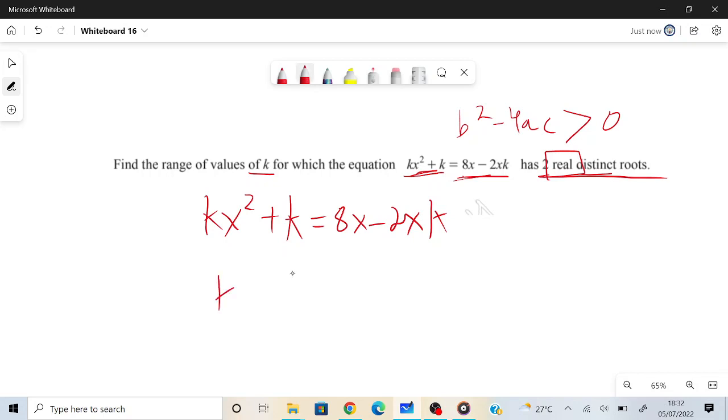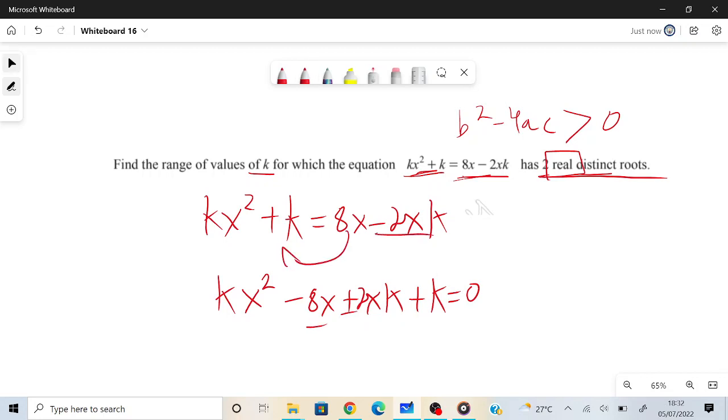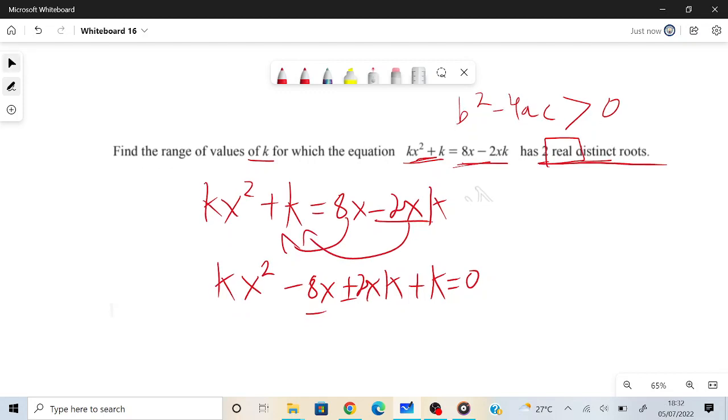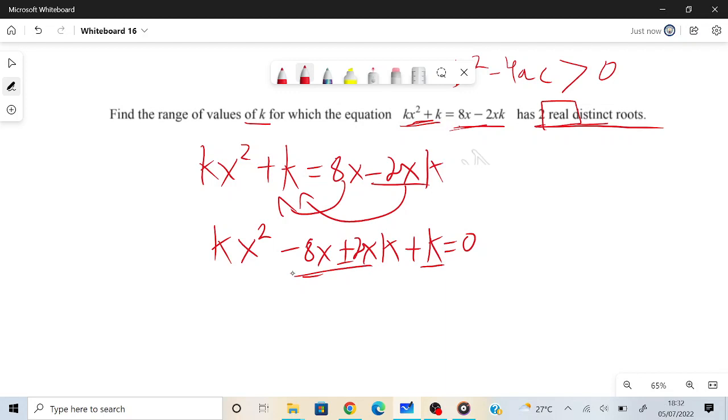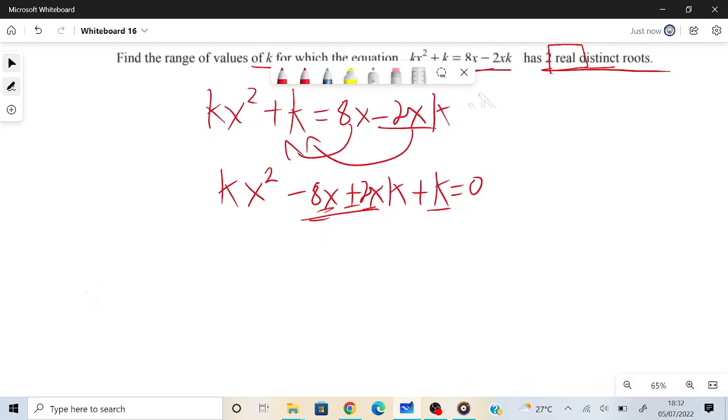So this will now become kx squared minus 8x plus 2xk plus k equals 0. Why minus 8x? Because this 8x goes over and becomes negative. Why plus 2xk? Because this goes over here and becomes plus 2xk. And I wrote the 2x before the plus k because I know I have to factorize the x out. Of course, it may not always be that you have to factorize, but in most cases it is.